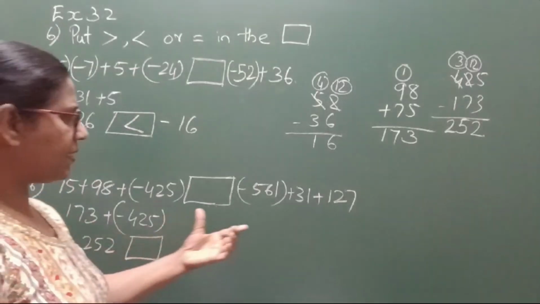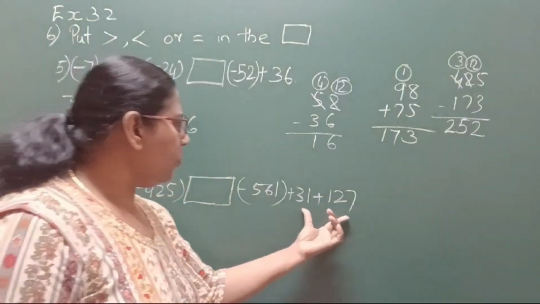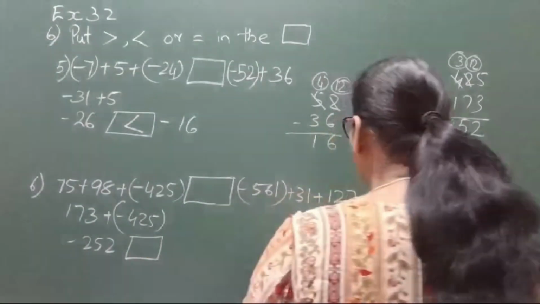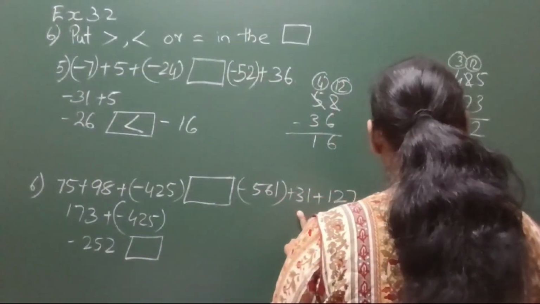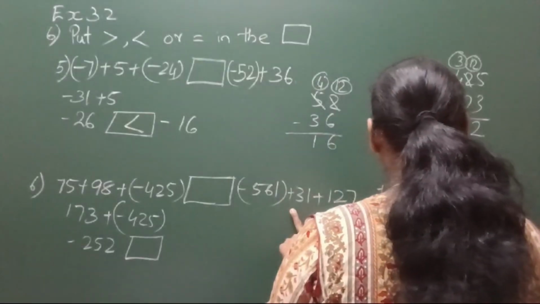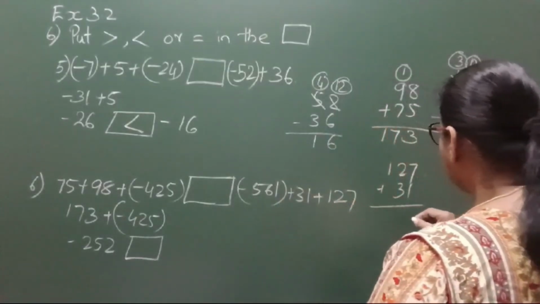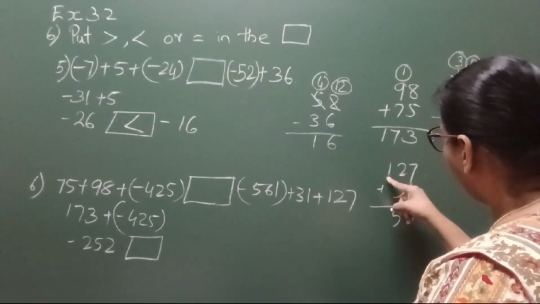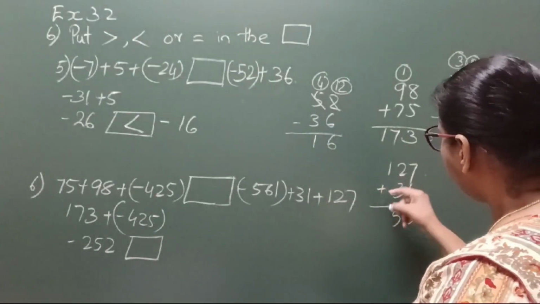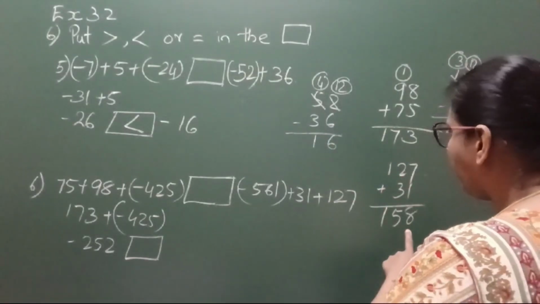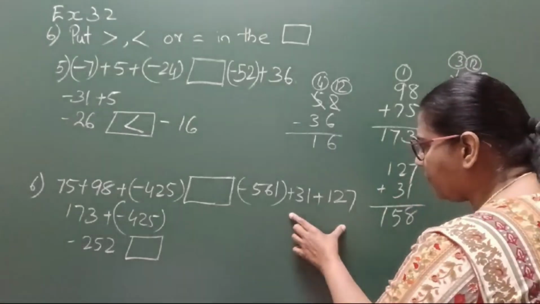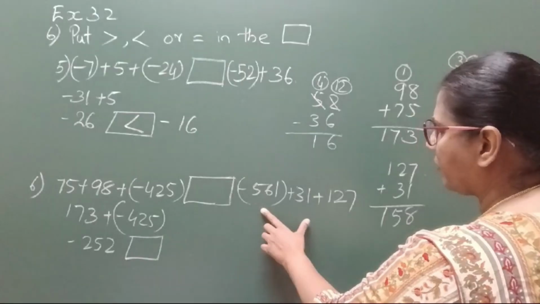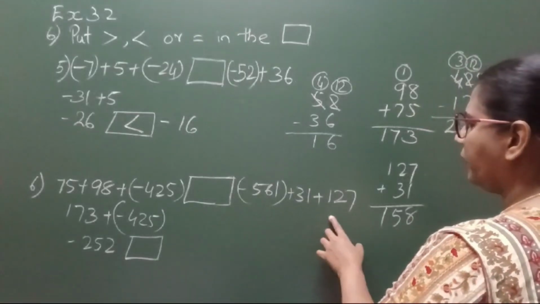Then we'll see this side. Here 2 positive integers and here 1 negative integer. So 127 plus 31. 7 plus 1 is equal to 8. 2 plus 3 is equal to 5. 1, since there is nothing to add, so 1 as it is. 158. This is a positive integer. Here 561, that is a negative integer. So we have to find the difference of these two numbers.